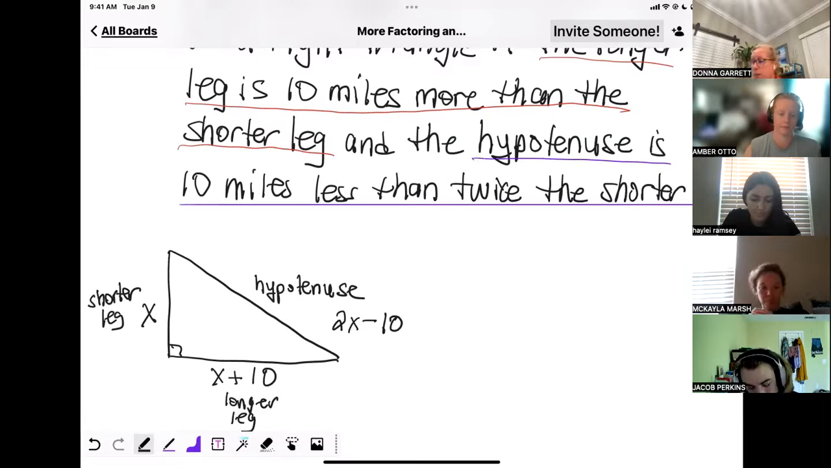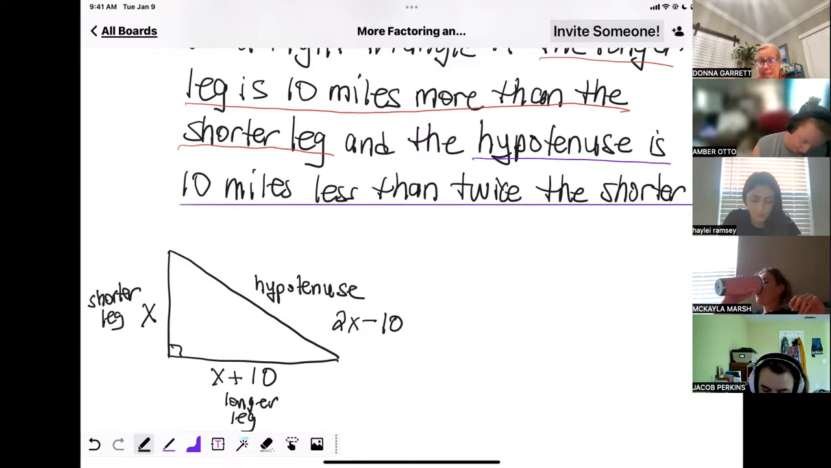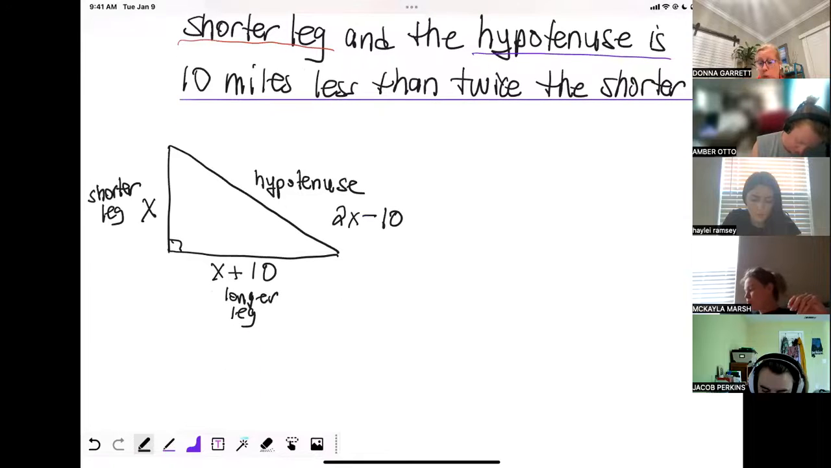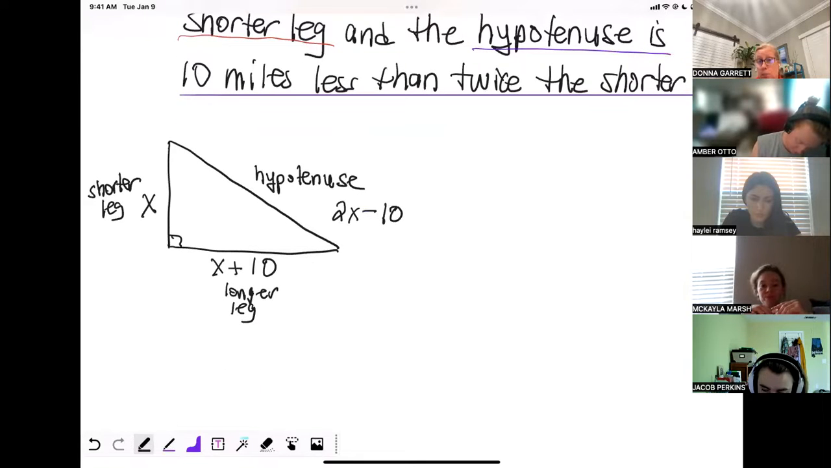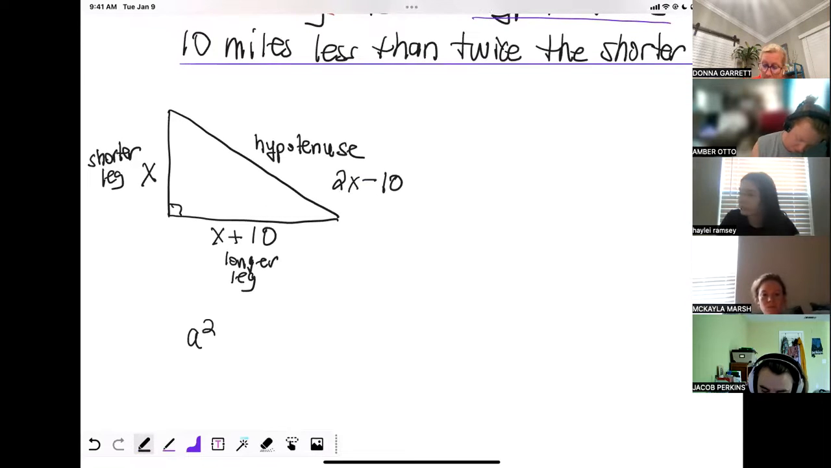The original thing they're asking you to do is find the length of the shorter side. So we have to find x, because the shorter side is x. What are we going to do? We're going to use the Pythagorean theorem to set up an equation, and then we're going to solve for x. So our Pythagorean theorem is a squared plus b squared equals c squared.